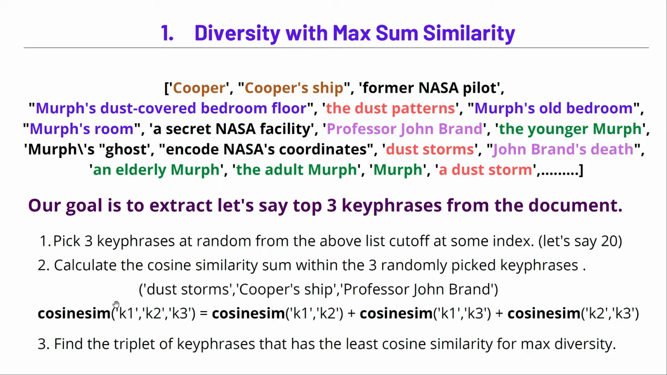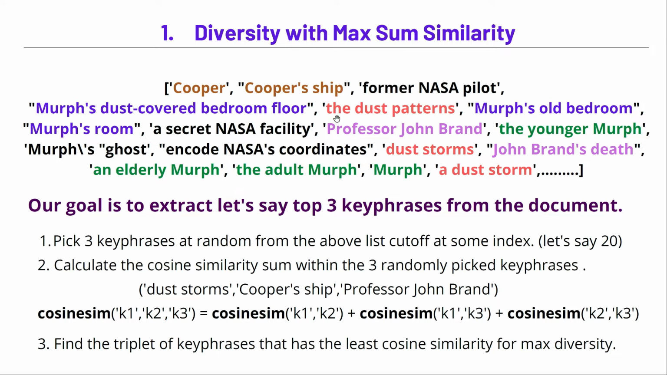And the beauty is that you will calculate this cosine similarity of K1, K2, K3 for all the permutations and combinations of 3 key phrases that you can pick from the total n, let's say 20 key phrases. And what we are going to do is find the triplet that has the least cosine similarity, and those 3 will be the top 3 key phrases from this document.